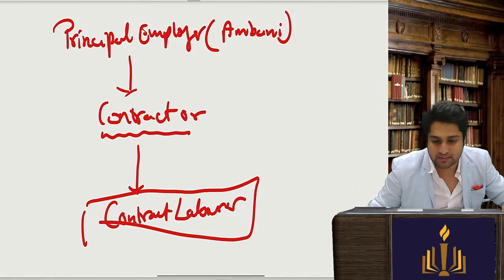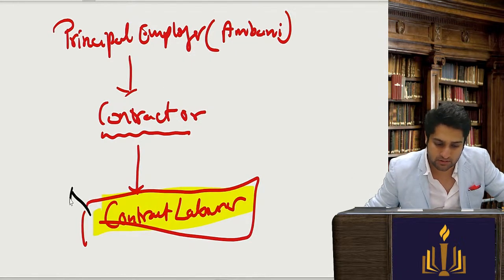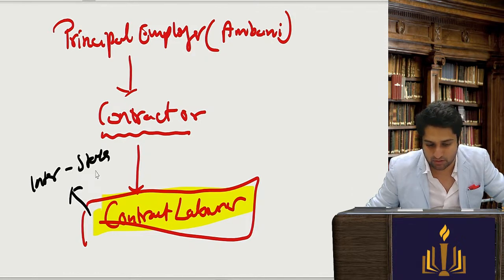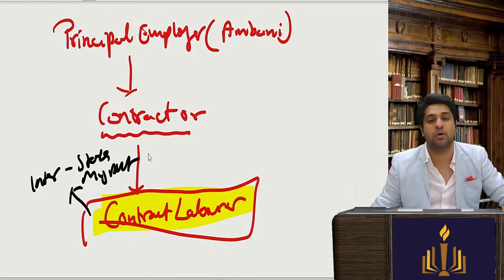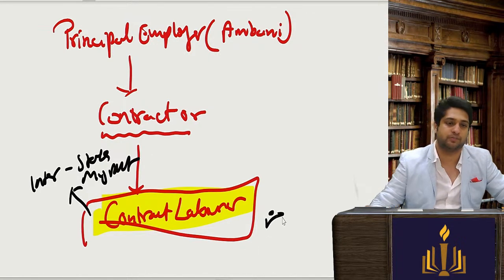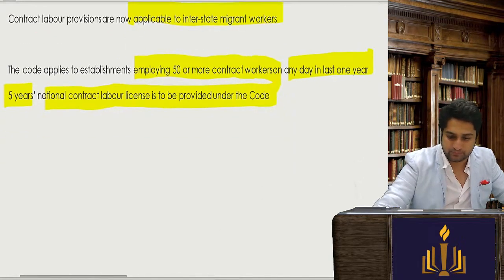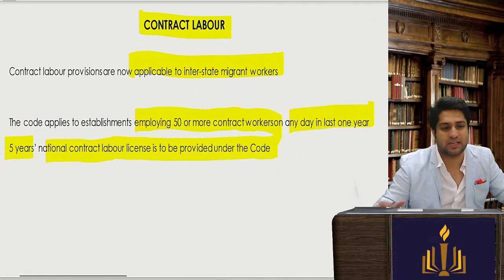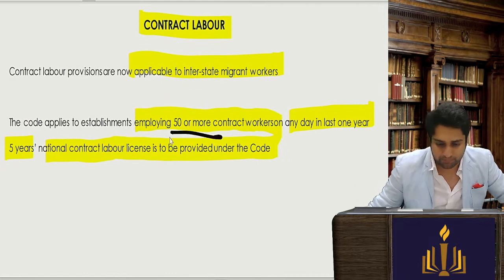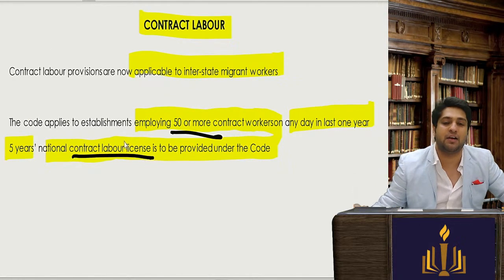So what is happening is we are saying that these can also be migrant workers. So the definition also covers them, interstate migrant workers. They could also be migrant workers. You have to give them facilities. That is what they have covered. And if a person is hiring more than 50 workmen, he has to get a contract labor license, and it will be valid for 5 years.